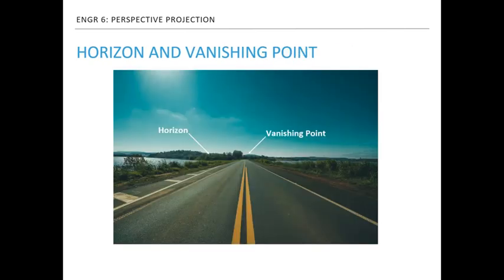If you look straight forward and the ground is flat with no mountains, hills, or valleys, there will be a horizon at the level of your eyes. The road in the picture looks like it is converging to a point where your eyes meet the horizon, and the point is the vanishing point. This is because the road is parallel to your view direction, or perpendicular to the image plane.